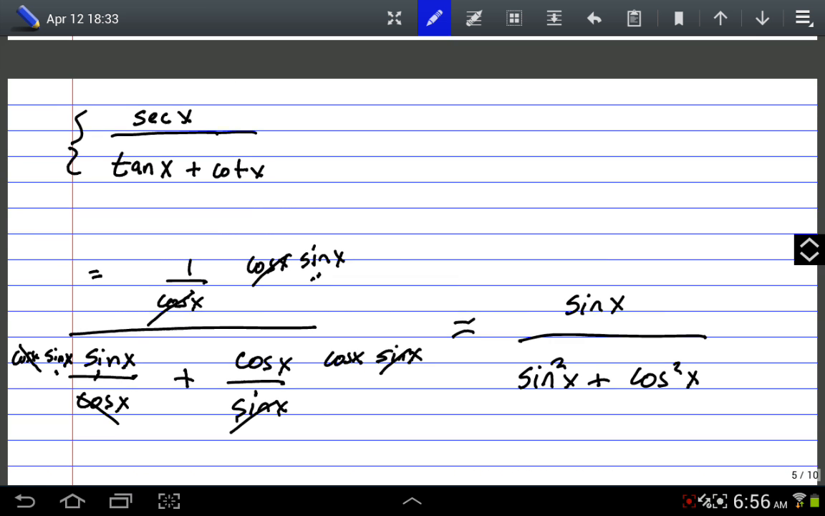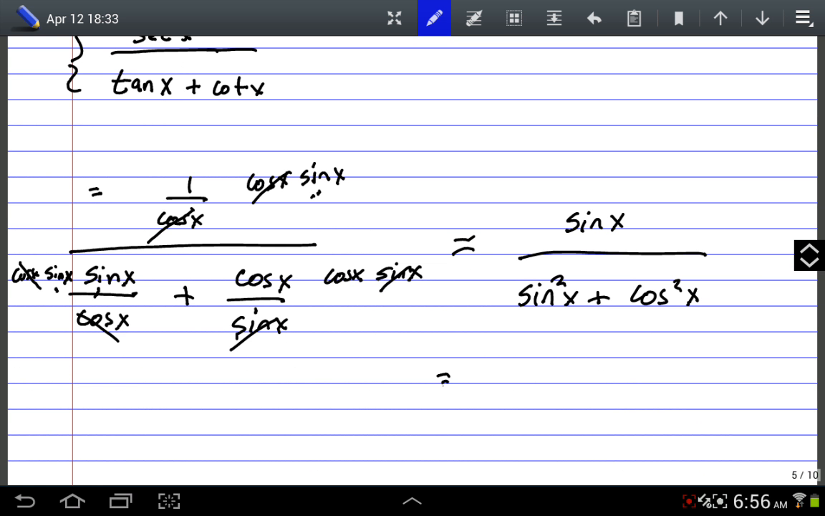And now, slapping you in the face. Sine squared plus cosine squared is what? 1. So this is just sine x.